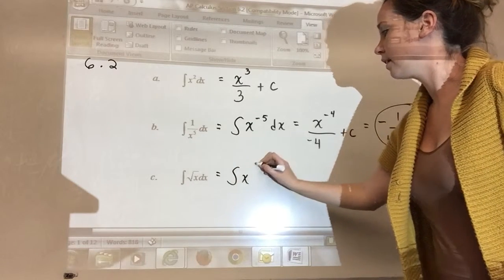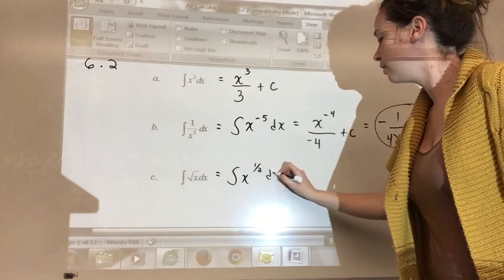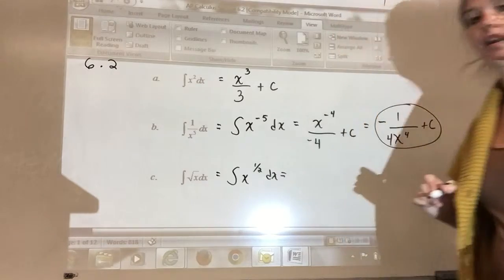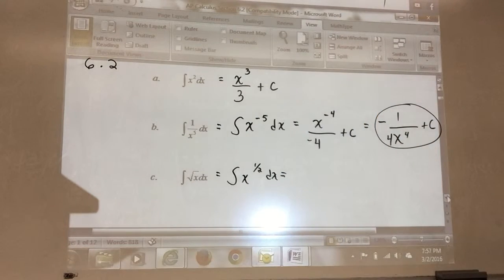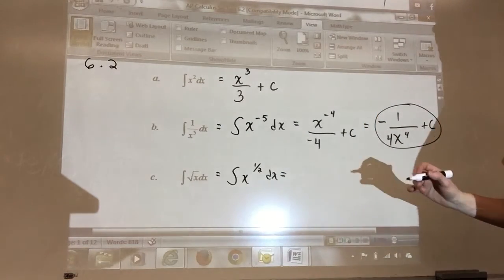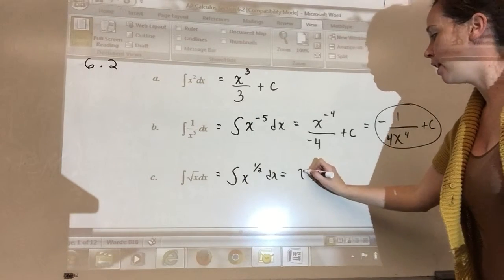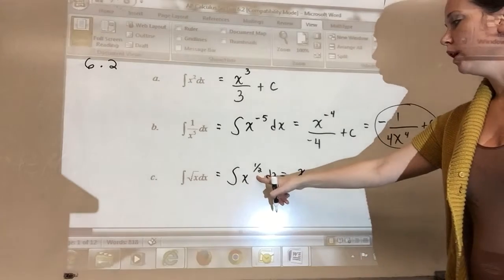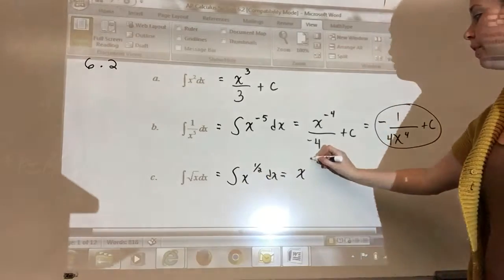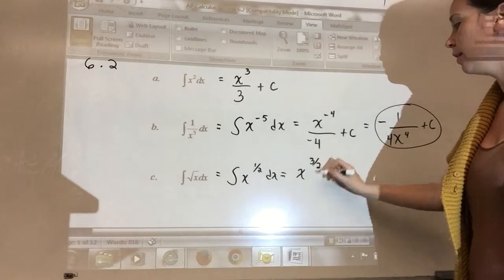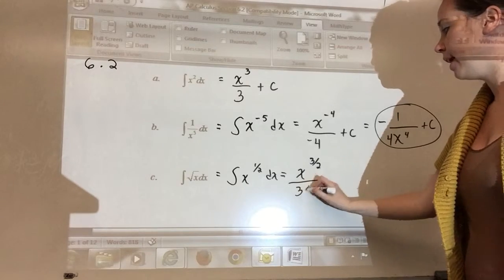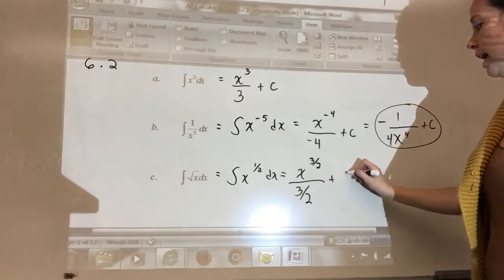I'm going to write this as x to the 1/2 power dx. Okay, take a second and do that yourself. Okay, I'm going to keep going. Of course, you can always pause the video if you want a little more time. We're going to take our x, we're going to add 1, which is 2 over 2, which gets me 3 over 2. Then I'm going to divide by that 3 over 2, and then I'm going to add c.